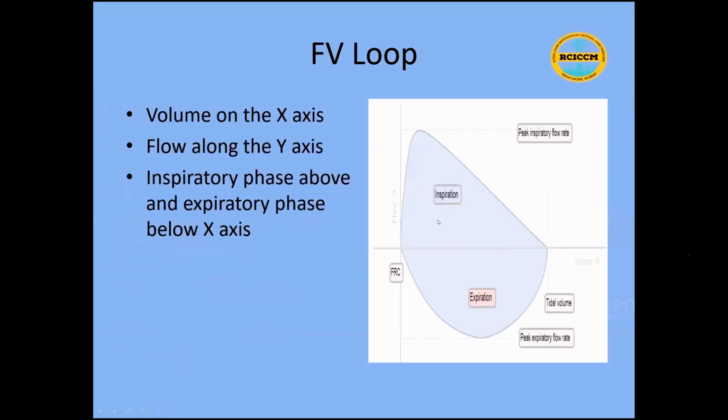And then the flow volume loop, wherein we looked at the inspiration above the x-axis and the expiration as the curve below the x-axis, depicting the peak inspiratory flow rate and the peak expiratory flow rate. So again, the flow volume loop can be quite informative in many clinical situations on a ventilated patient.